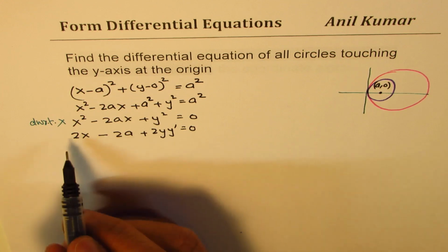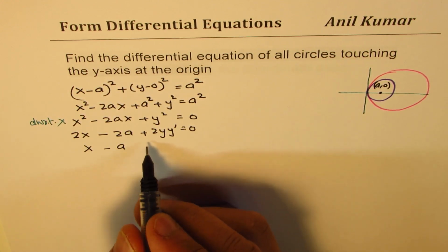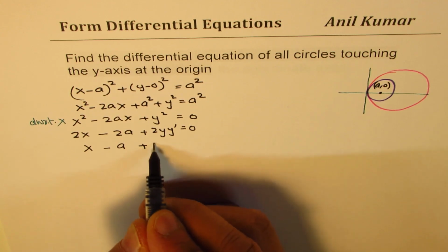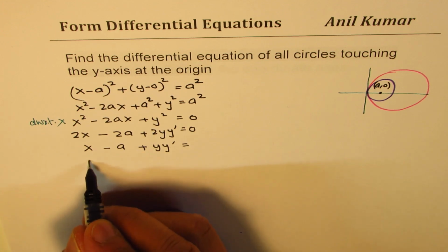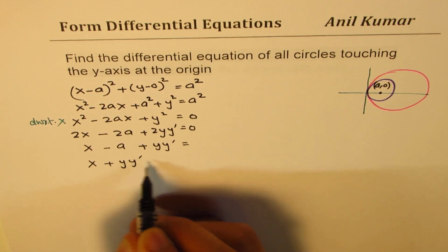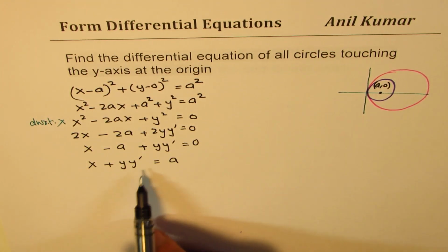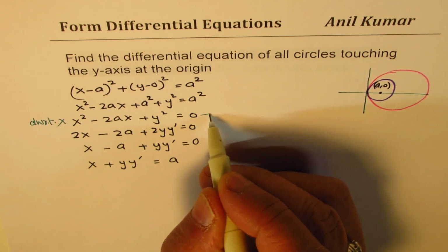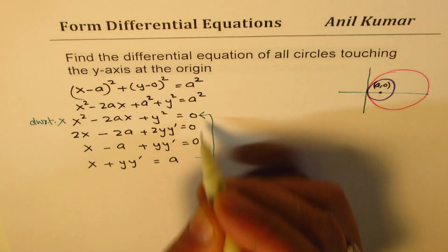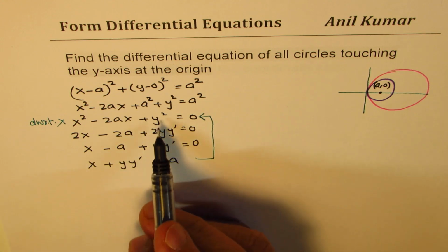We can isolate, first let's cancel all these 2's. So we get x minus a plus y y prime. And now we know what a is. So x plus y y prime is equal to a, correct? So we know the value of a. So we can substitute this value of a in this equation, correct, which we differentiated.